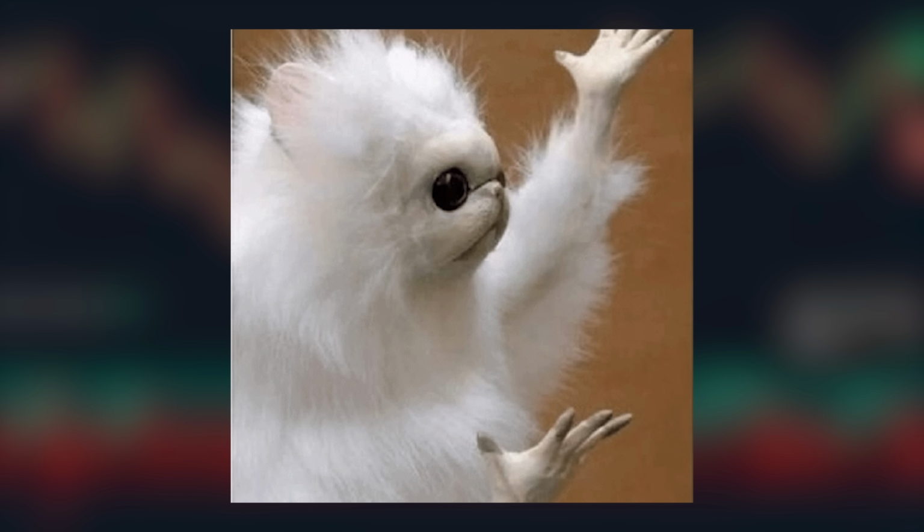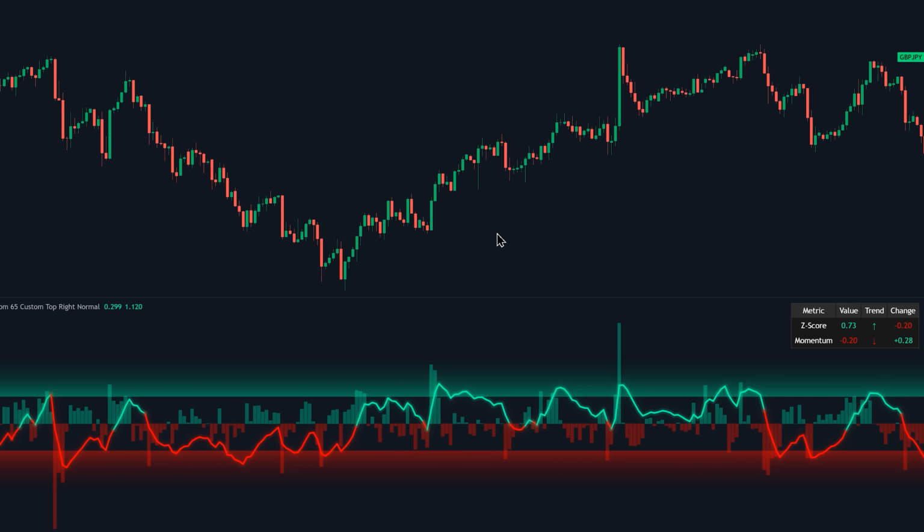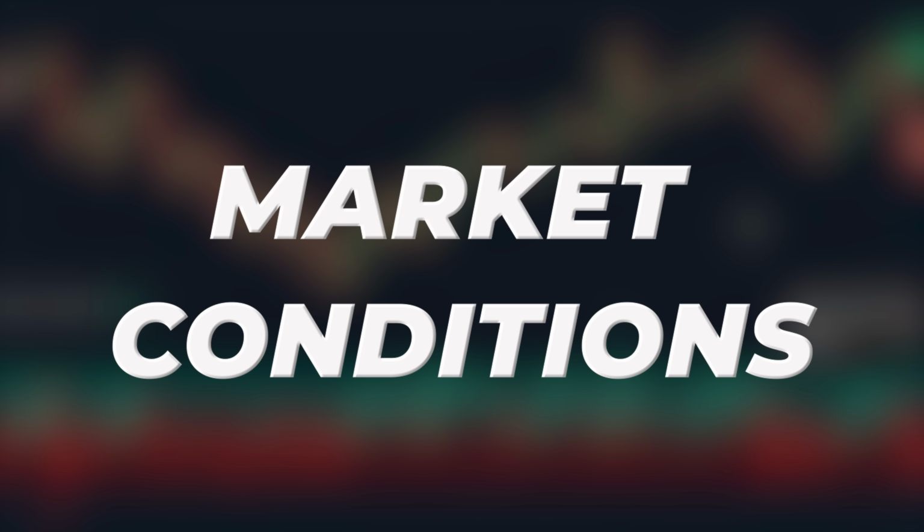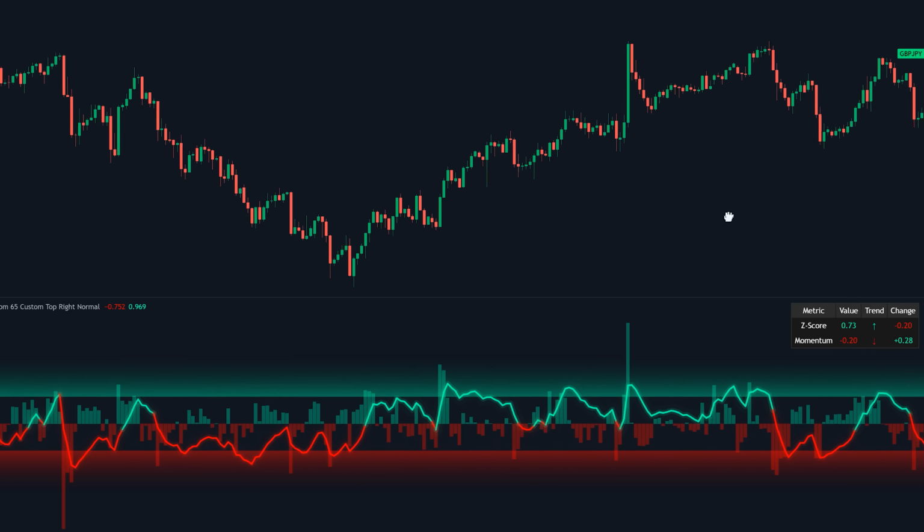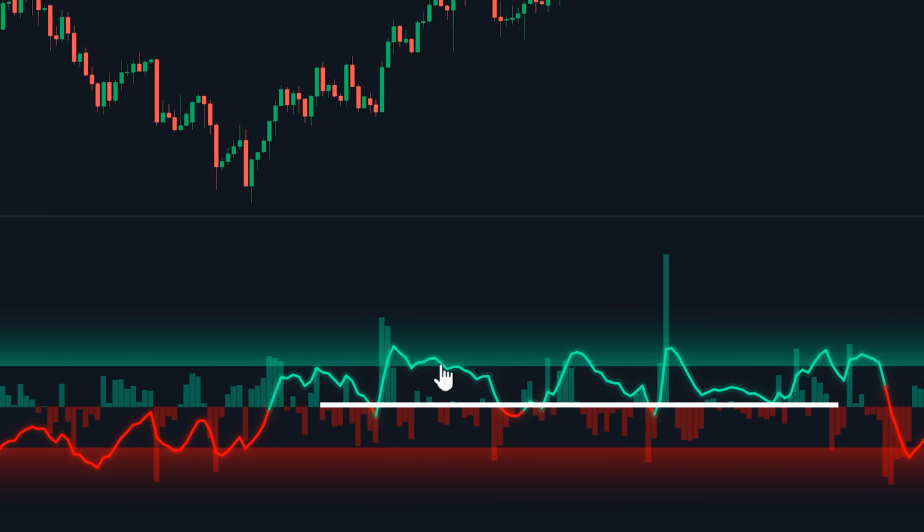So, how can we actually use this rolling Z-score trend indicator in our trading? Well, one of the primary ways is to understand market conditions and potential momentum. When that Z-score line is above 0, it's suggesting that the price is trading above its recent statistical average.